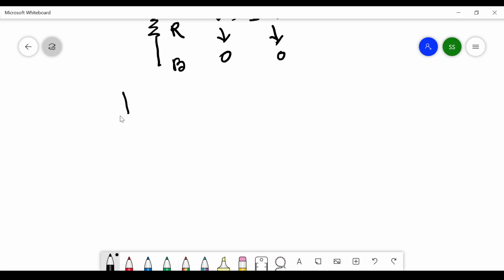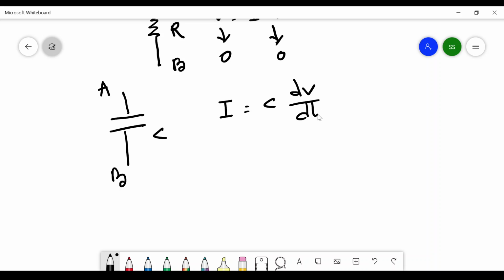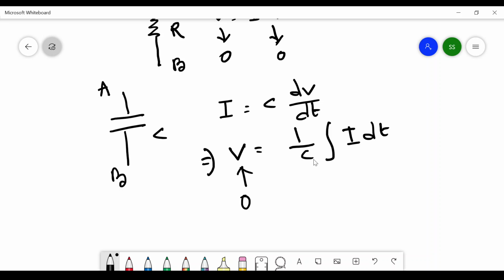Okay, now the next element is the capacitor. So if there is one capacitor C connected between two terminals A and B, what should be the value of the capacitor to say that points A and B are short circuited? If I write down the equation here, I equals C dV/dt. Now V equals 1 by C integration of I dt. So to make it 0, the capacitance value needs to be infinity.